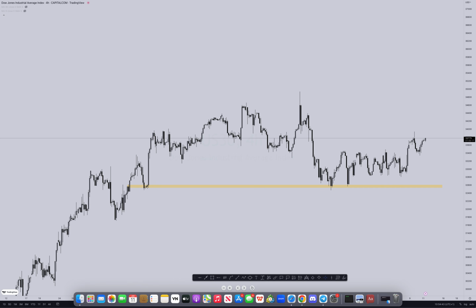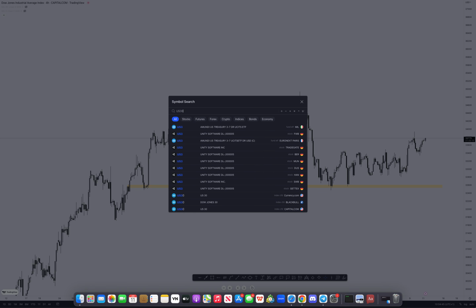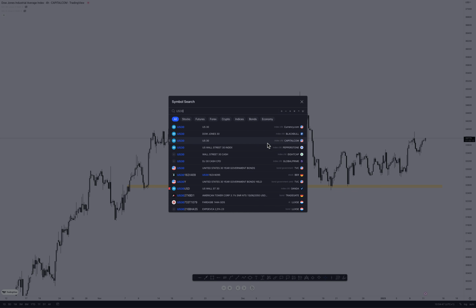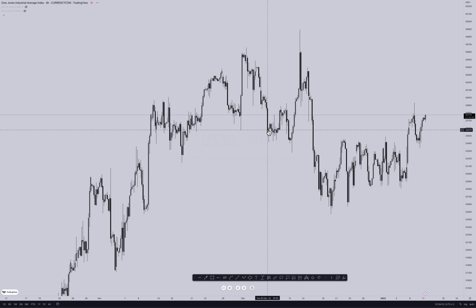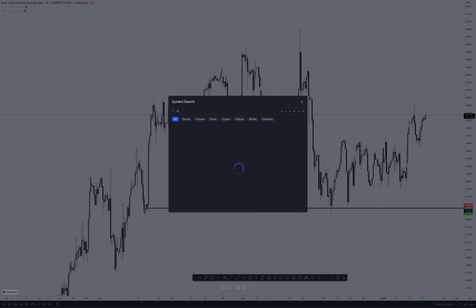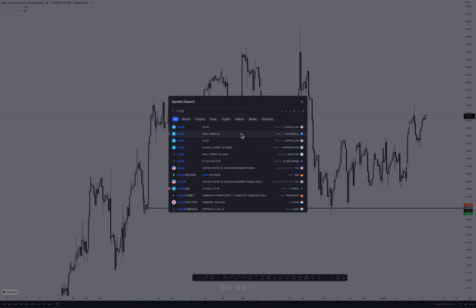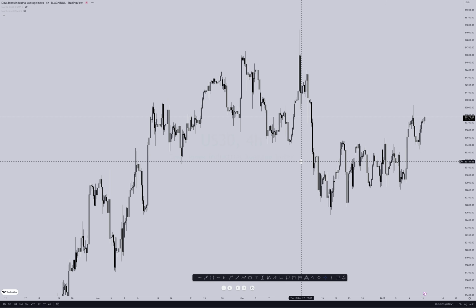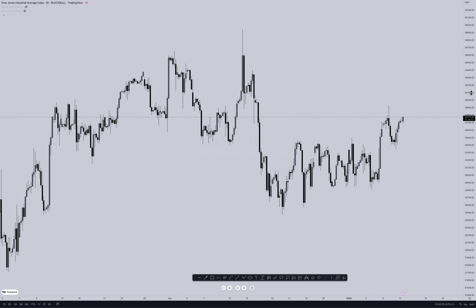So I'll try to look out for another US30 chart. This one has some kind of gaps. So let's try currency.com. So I'll just try Black Bull. Let's see. Right, it's almost the same.